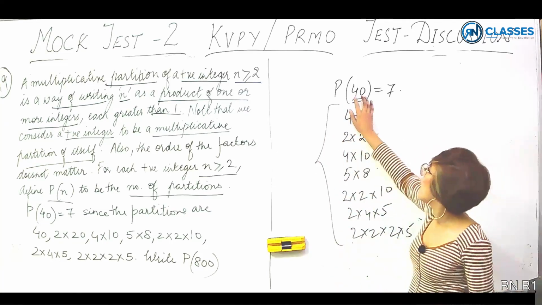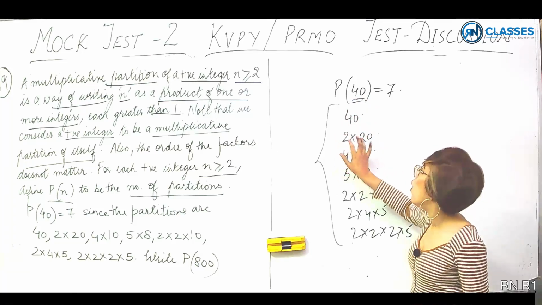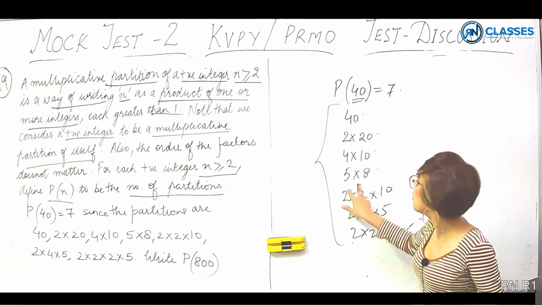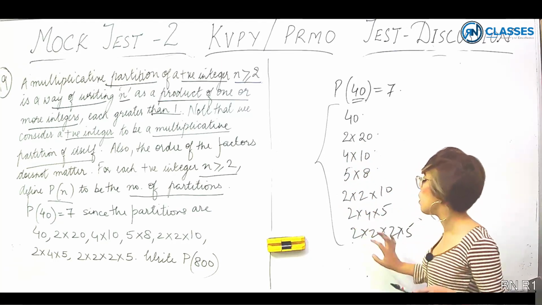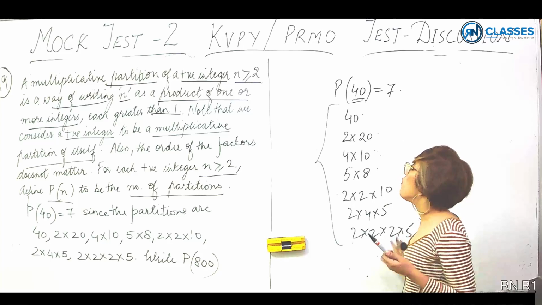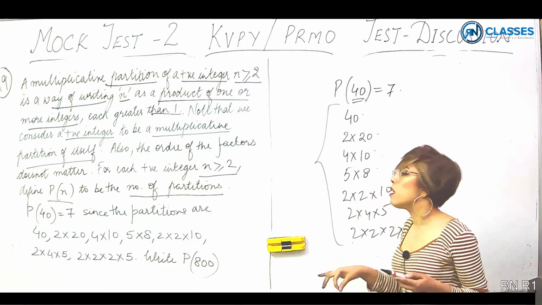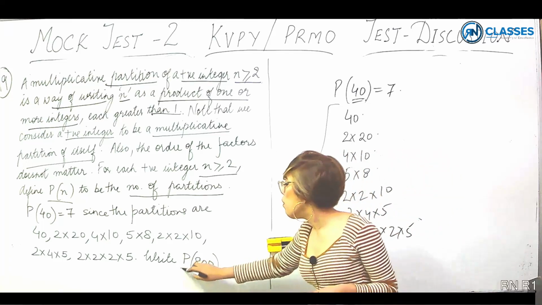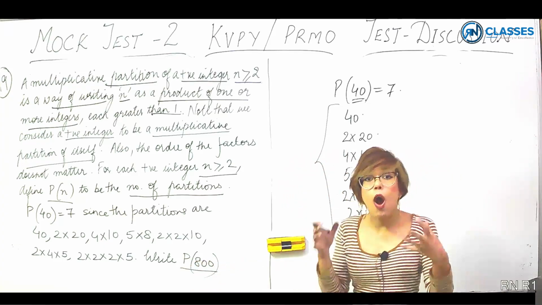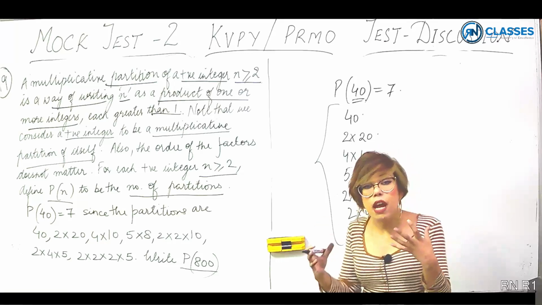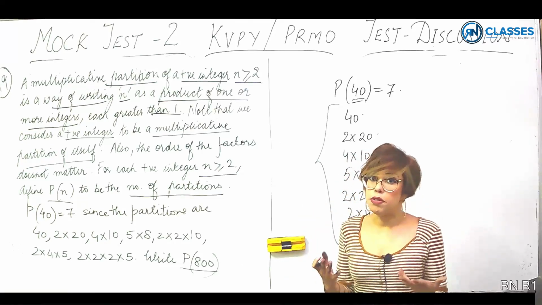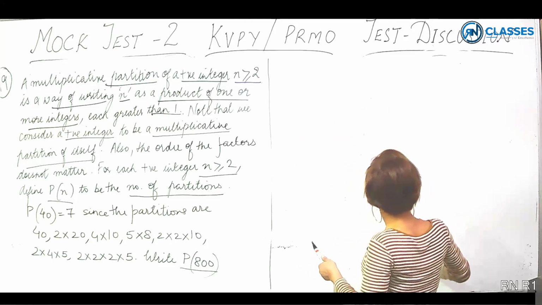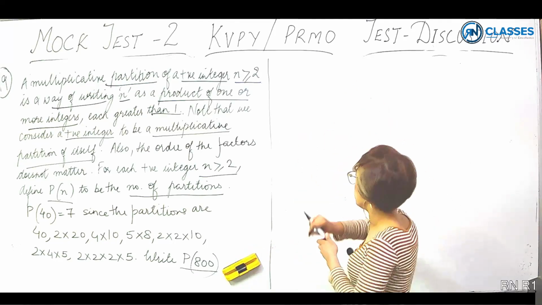So basically you need to write 40 as a product of one or more terms. So one product of just one term, product of two terms, product of three terms, product of 4. In fact, if you notice, he has already given us how to count the cases, right? Our question is to find P of 800. That means you need to count in how many different ways you can write 800 as a product of numbers. So my number is 800 now. Right? So let me try to write it.